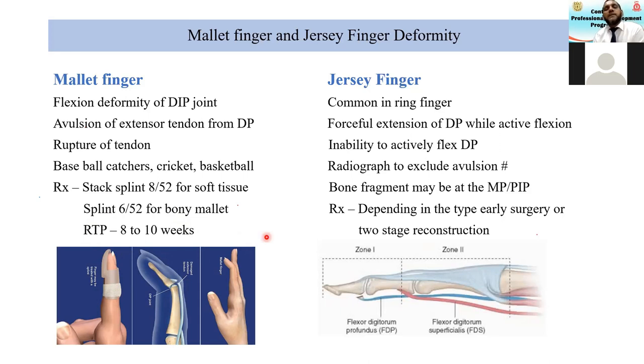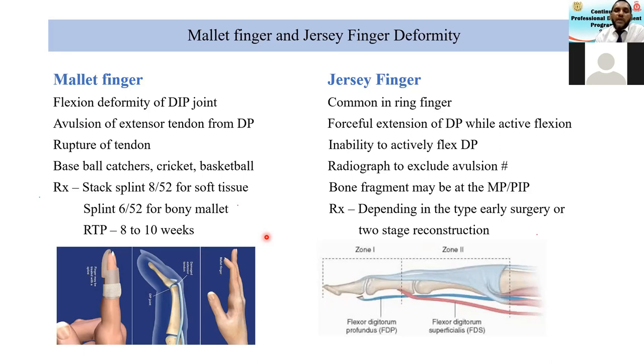Jersey finger is a condition that commonly happens in the ring finger. It is a forceful extension of the distal phalanx while actively flexing. When an athlete is actively flexing and a forcible extension force is applied, the flexor digitorum profundus tendon will rupture, leading to inability to actively flex the distal phalanx.